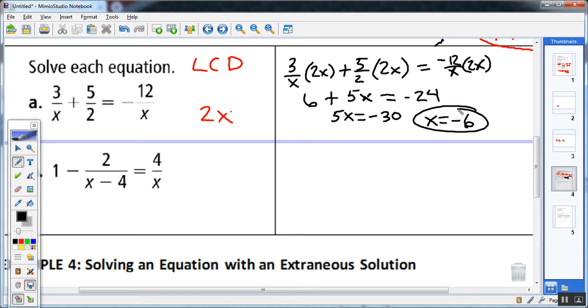So keep your eyes open. If you ever see something like, ooh, there's an x here and there's an x here, maybe I can put them together somehow. I mean, negative 12 over x, if I subtracted 3 over x from both sides, wouldn't that make this negative 15 over x? And what would have been left over here? Well, 5 over 2, right? So yeah, you could have done that, all right?